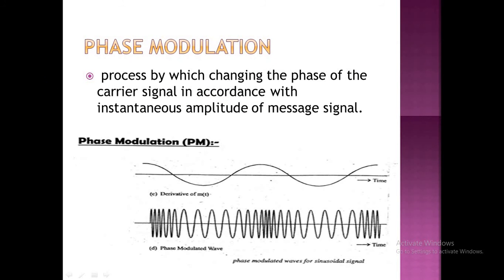Okay. And next, phase modulation. It is another part of angle modulation. Up to now we were discussing FM. Now we are discussing PM, that is phase modulation. What is phase modulation? It is the process by which the phase of the carrier is varied with respect to the amplitude of the message signal, right? With respect to the amplitude of the message signal, the phase of the carrier is changed. It is the PM wave.